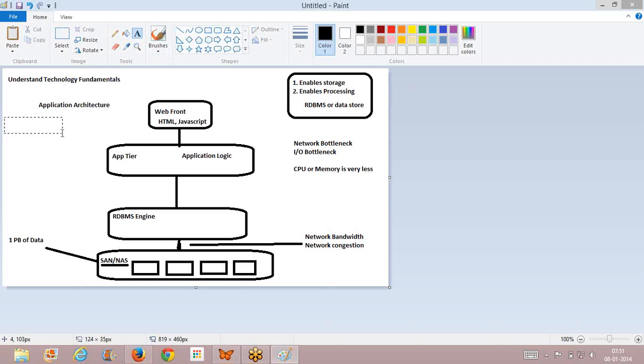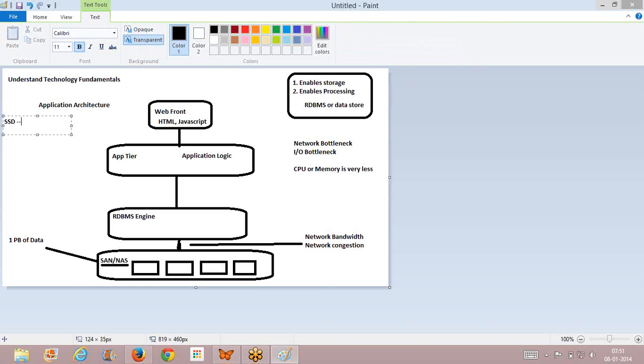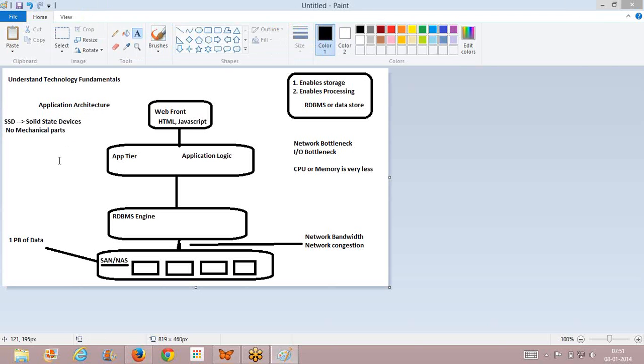When I refer to SSDs, it's solid state devices. This is the new trend in storing data, where there are no mechanical parts. In all other drives, there are mechanical parts where the spindle rotates, tries to search the data and get it. Gradually we are moving to SSDs. It's only that SSDs are costlier. They are also called flash drives. So you can look at those as the large scale data stores going forward.